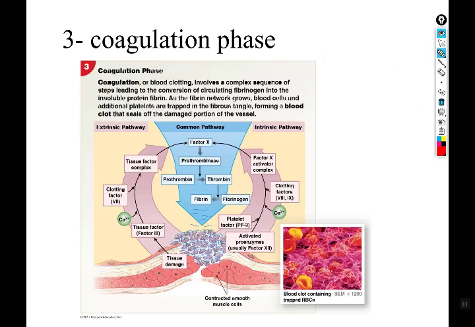So coagulation is another way to say clotting. So when you see the word coagulation, think platelets, think platelet plug, think fibrin, think fibrinogen. So as the fibrin network grows, blood cells and additional platelets are trapped in the tangle. So fibrin is an insoluble fibrous protein. It's this pink stuff in this picture. So that begs the question, okay, where does fibrin come from?